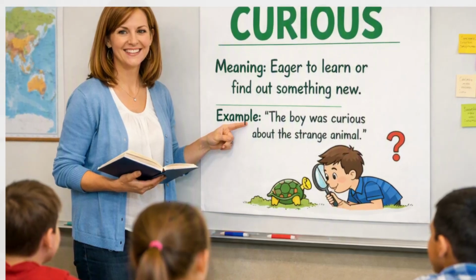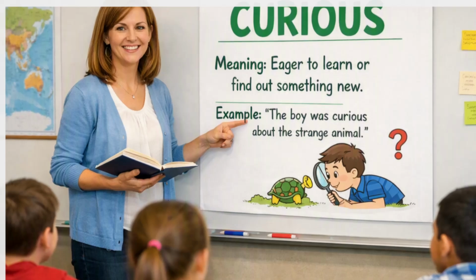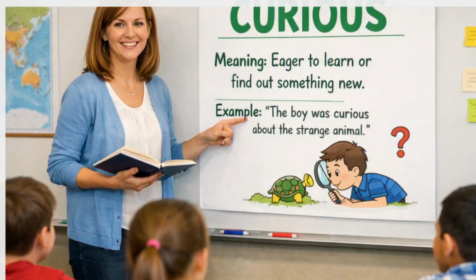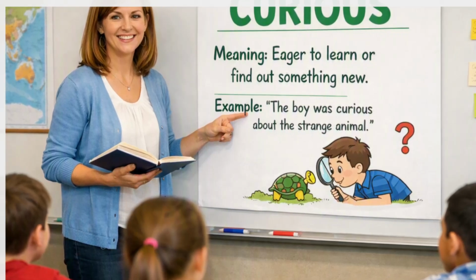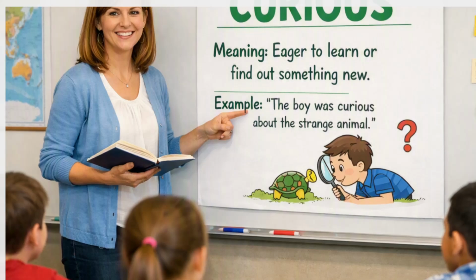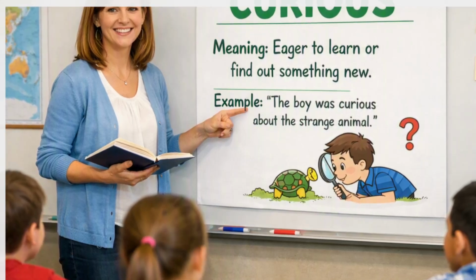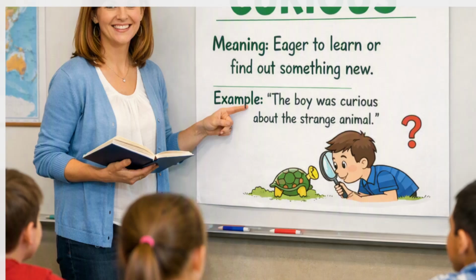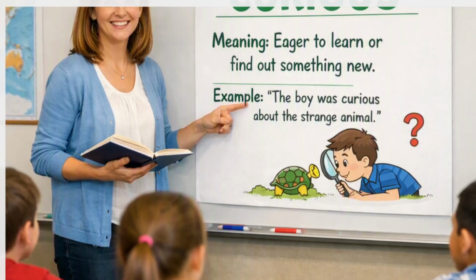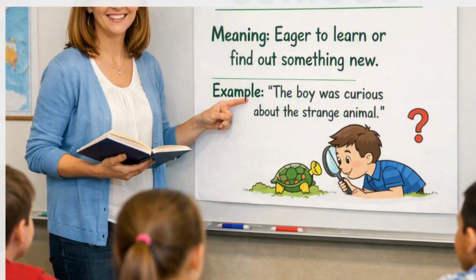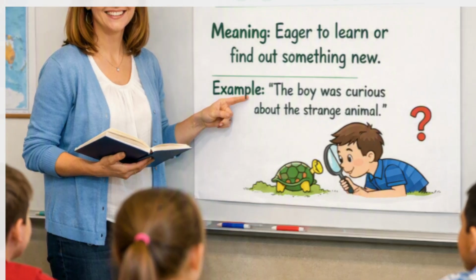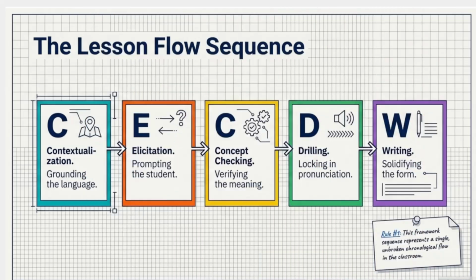Instead of simply showing students a new word and asking, "What does this mean?" we first create a meaningful context, guide students toward the target language, check whether they really understand it, practice the pronunciation, and finally establish the written form. In this video, we will look at each stage and then see how the complete framework works with real classroom examples.